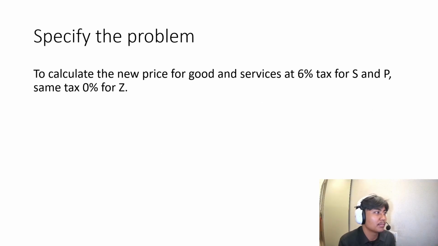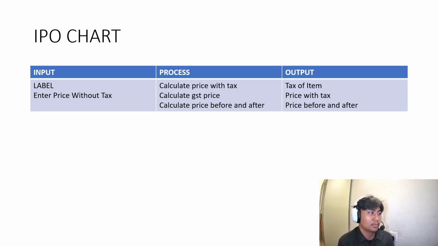Specify the problem: to calculate the new price for goods and services at 6% tax for S and P, same tax, 0% for Z. So, the next slide.